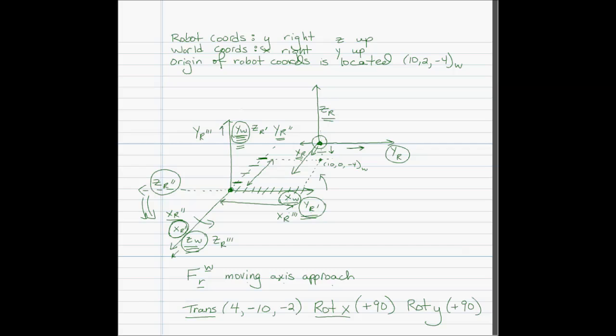So I think if you look, you'll see that using this moving axis approach, we've ended up with our robot coordinate frame aligned with our world coordinate frame. In other words, we've computed f from R to W, right? So we'll say f from R to W equals this magical thing. Great.